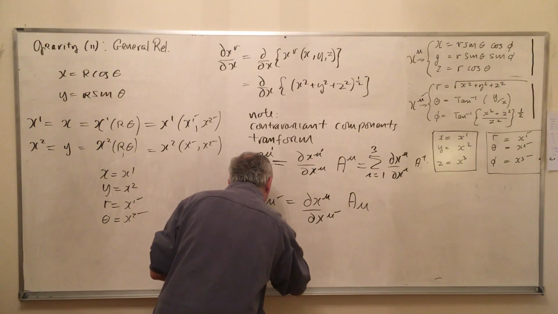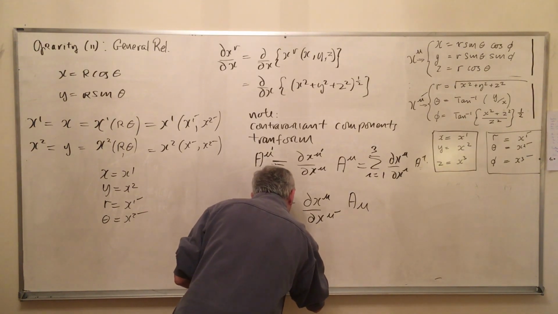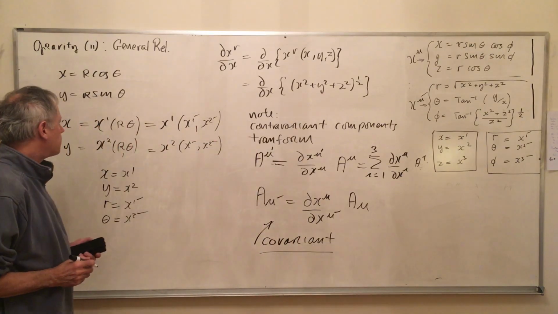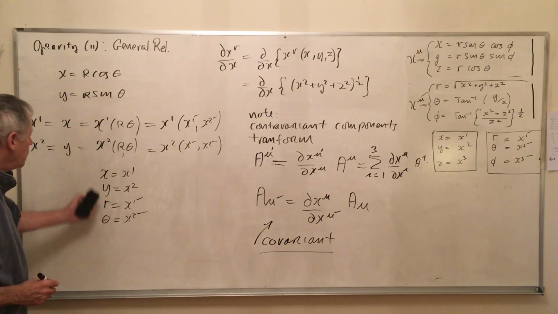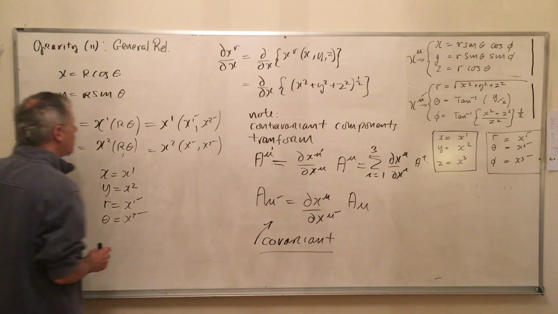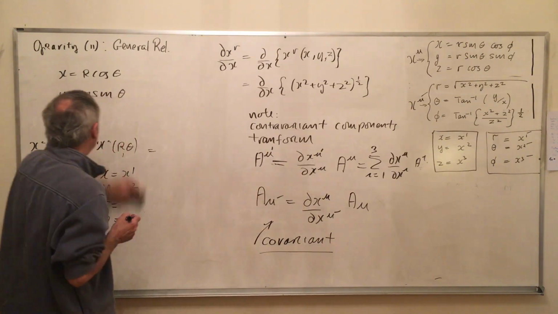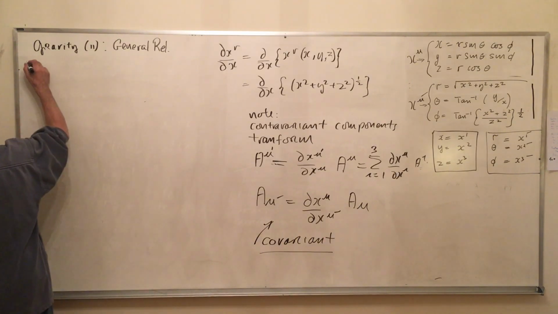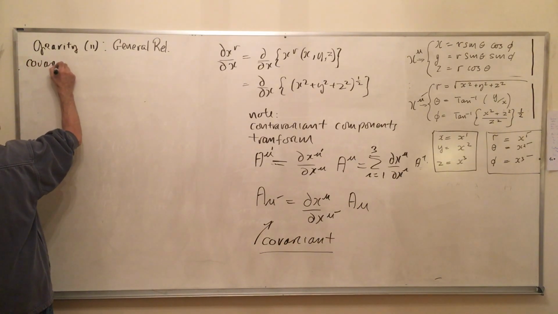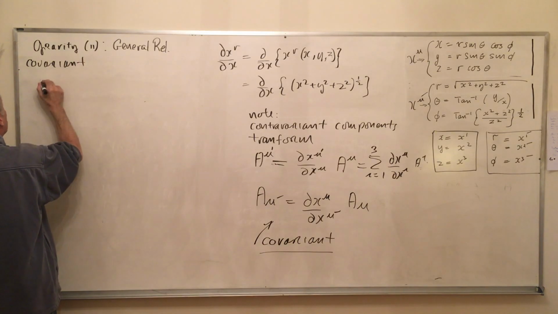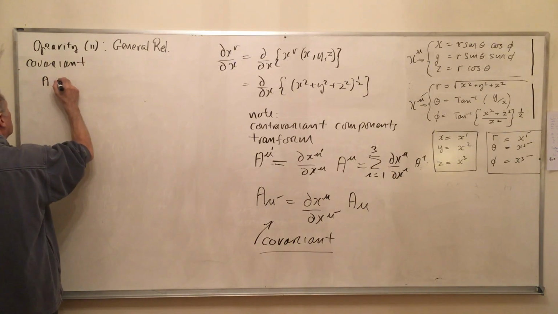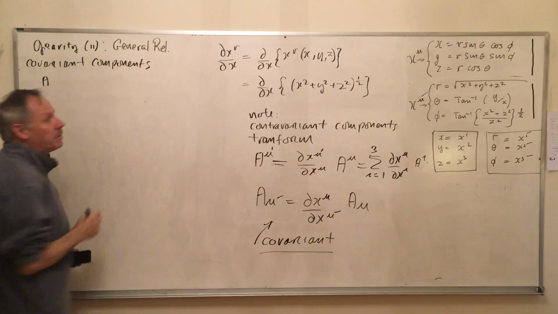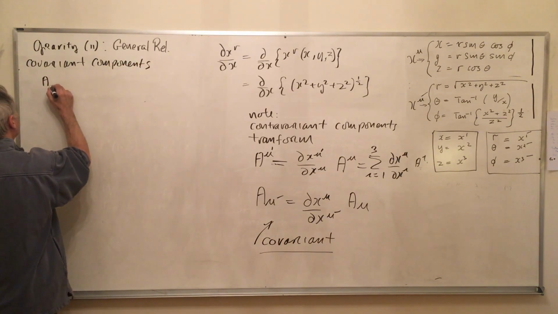Contravariant and covariant. Okay, this is just to let you know how our notation is working. So, I'm going to get rid of this in a second. I'll just put our rules up on the board. And we're talking about the components of a vector.